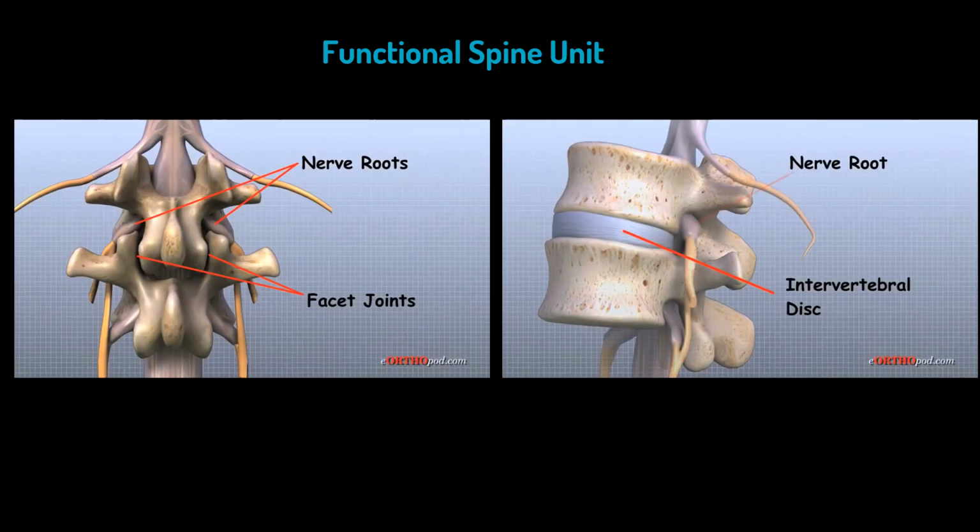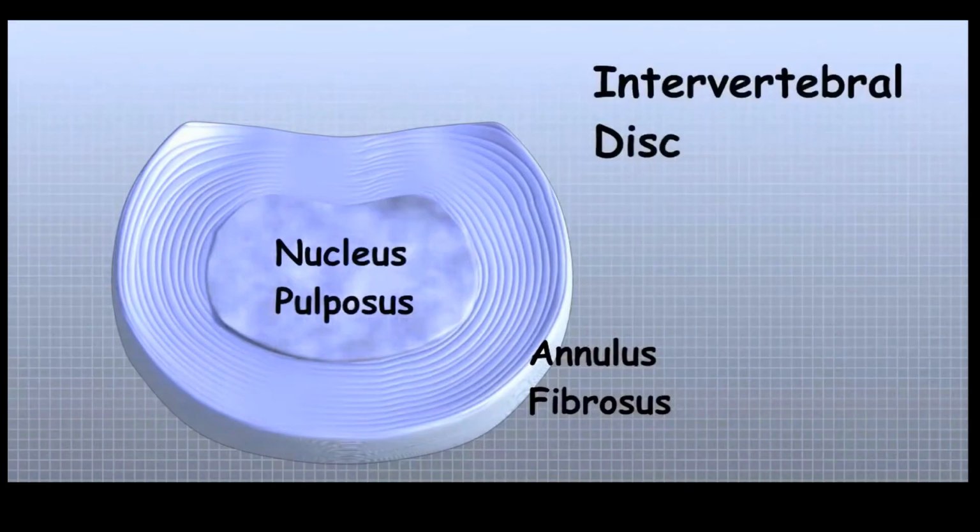This is the functional spine unit. The two vertebrae articulate together. This is the inferior articular process of the vertebra above, and the superior articular process of the vertebra below, which form the facet joint. The nerve root passes through the intervertebral foramen, that is, in between the two vertebrae. And this is the side view. You have the intervertebral disc in between the vertebrae. Let us see the cross section of the disc. The disc has centrally the nucleus pulposus surrounded by the annulus fibrosus. Normally there will be a concavity on the posterior aspect of the disc, which can be seen well in an MRI.